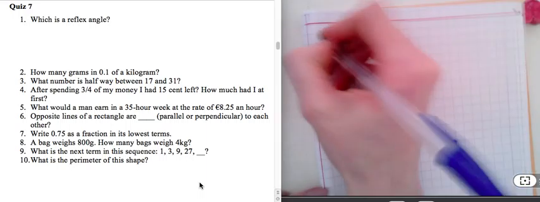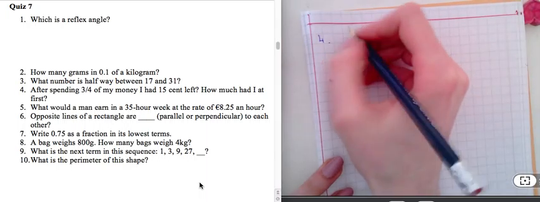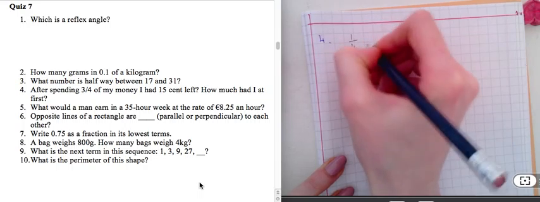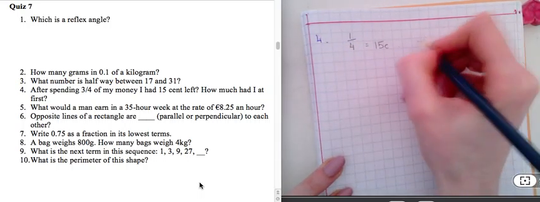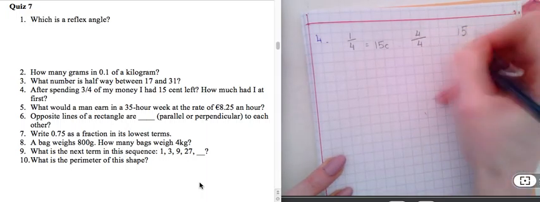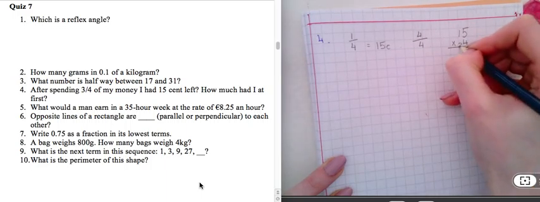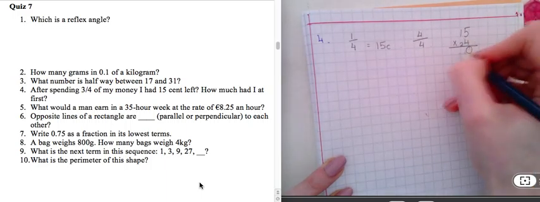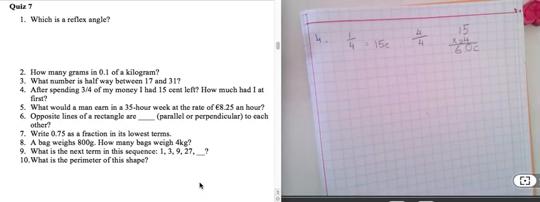Question 4. After spending 3/4 of my money, I had 15 cents left. So if I spent 3/4, I had 1/4 left, and we know that that is 15 cents. How much had I at first? So we know that a whole amount is 4/4, which means that's 15 times 4. 4 times 5 is 20. Down my 0 and carry up my 2. 4 times 1 is 4 and 2 is 6. So my whole amount of money at the start was 60 cents.